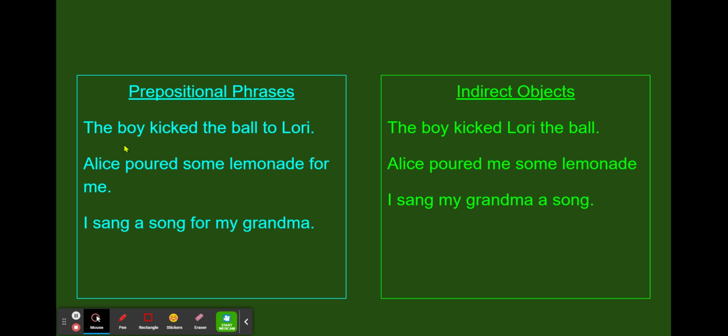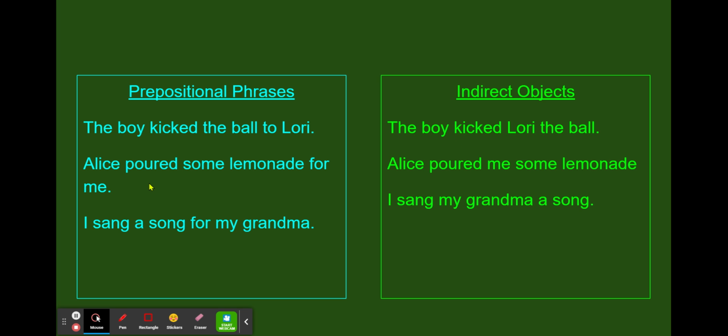In the prepositional phrase version here, the boy kicked the ball to Lori. What did the boy kick? He kicked the ball. Lori's the receiver of the ball, but since Lori is after the direct object, this is a prepositional phrase. There's your preposition too. And it is not an indirect object. However, if we switch that, move Lori in between the verb and the direct object, the boy kicked Lori the ball. Now Lori becomes the indirect object.